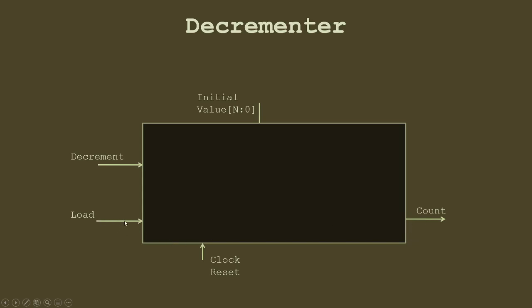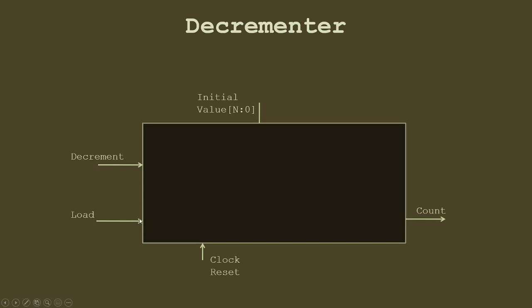we want to have a load signal, so that if I assert load for a clock cycle, on that rising edge of clock I want to save an initial value in the counter. So let's say I assert load and I save the value 100 in the counter. And then whenever I want to decrement it, I want to assert the decrement signal.